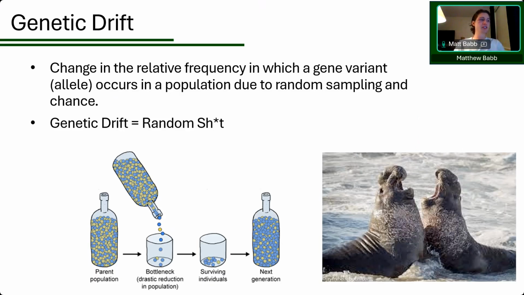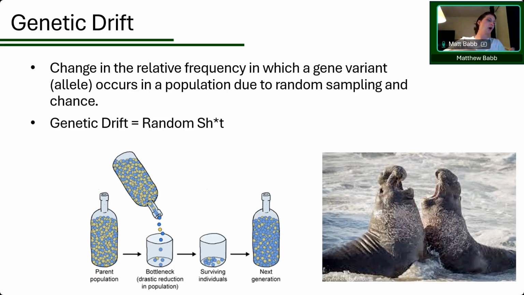Population bottlenecks, which you can see pictured here in this picture of the bottle, are when a population size is reduced for at least one generation. Because genetic drift acts more quickly to reduce genetic variation in small populations, undergoing a bottleneck can reduce a population's genetic variation by quite a lot. And you can see this illustrated by the bottle of marbles.